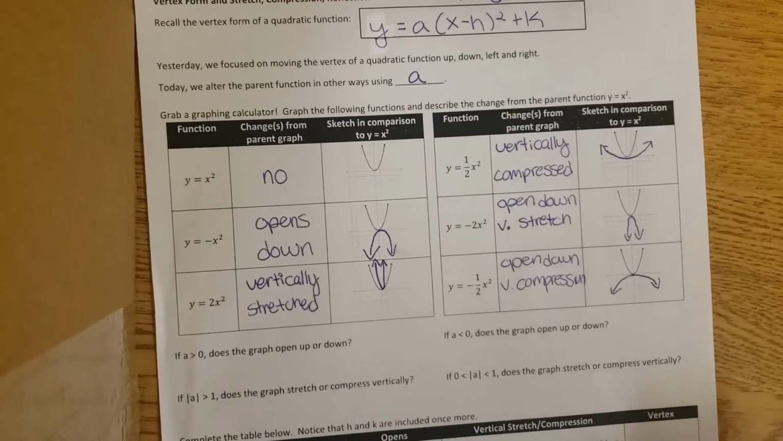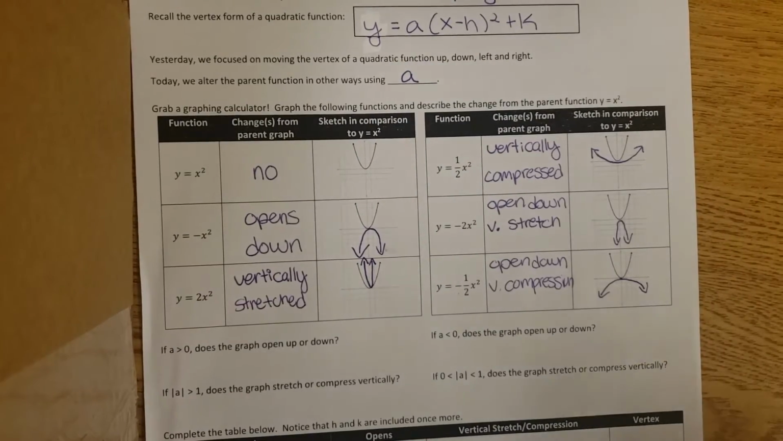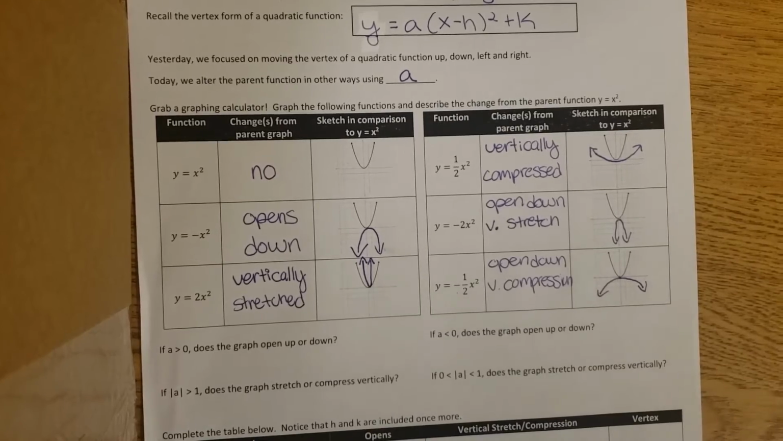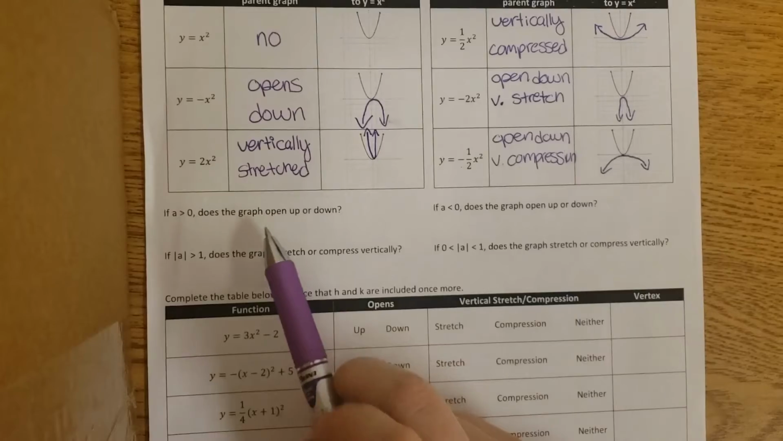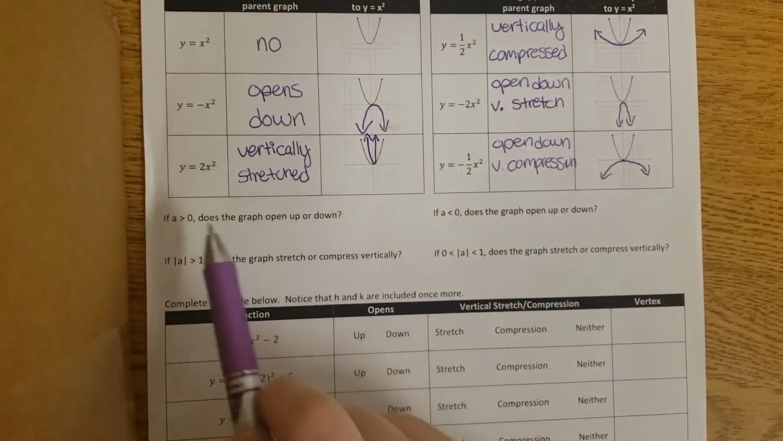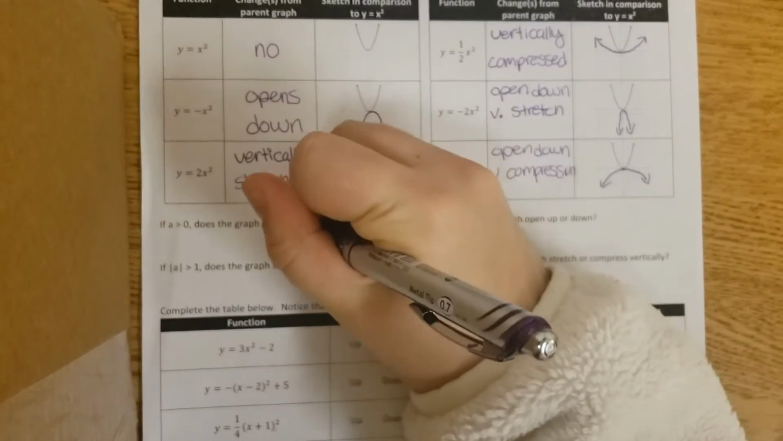So this is what the a value does. Sometimes it's positive, sometimes it's negative, sometimes it's between 0 and 1, and sometimes it's greater than 1. So a is greater than 0, does the graph open up or down? That means if a is positive. So if it's positive, then the graph opens up.